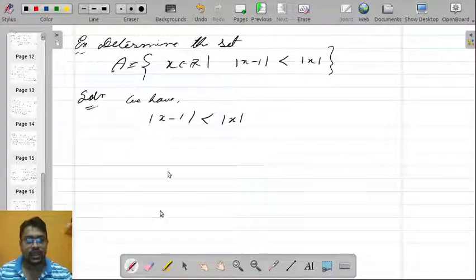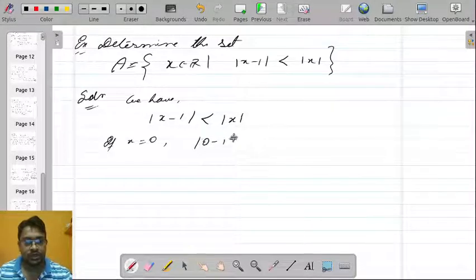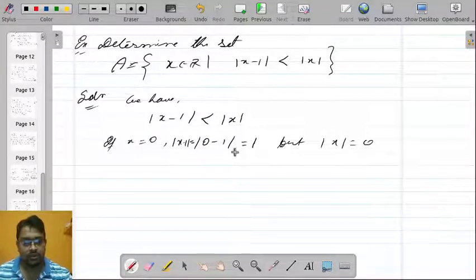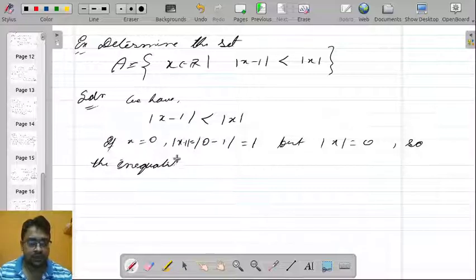Okay, so if x is 0, what happens? If x equal to 0, then the left hand side here will be mod of 0 minus 1, which is equal to 1. But mod of x, if x equal to 0, is 0. So 1 is not less than 0. Okay, so the inequality is not satisfied. Okay, the inequality doesn't hold.